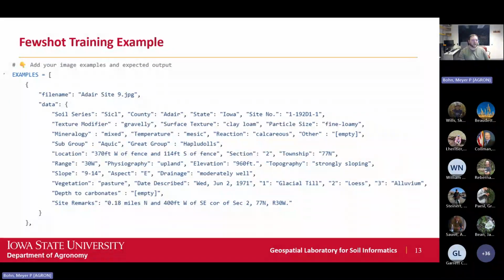So here's a few shot example from one file, and then it just has each header and then the information that was given in that example file. And so that's training the AI prior to seeing new data.